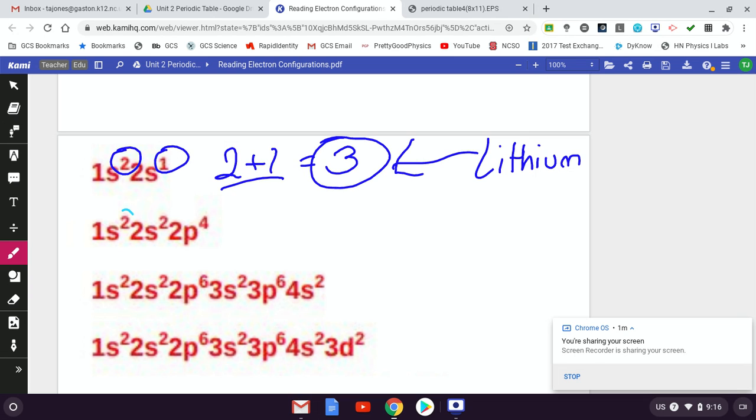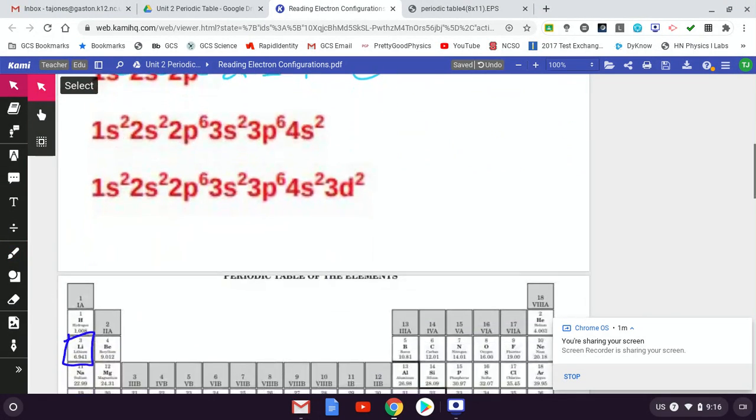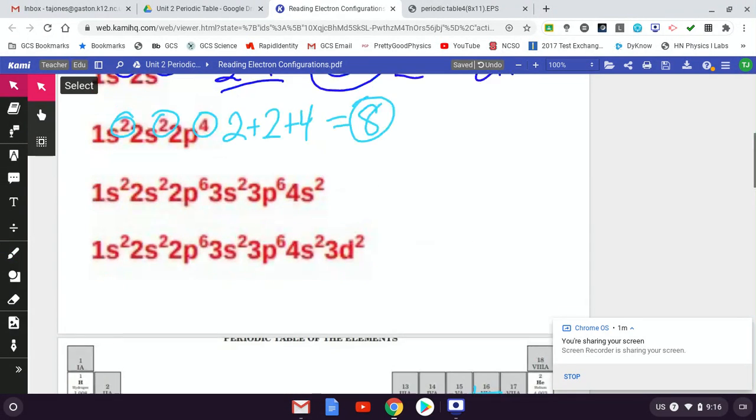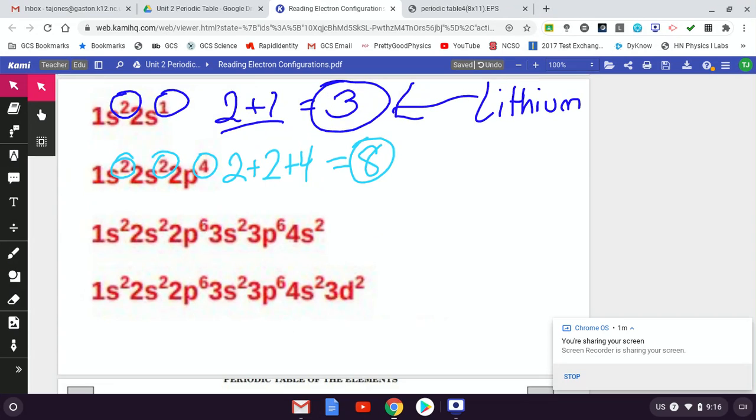Next example, 2 plus 2 plus 4. 2 plus 2 plus 4 is 8. So we come on down to our periodic table. We find number 8. Now, I happen to know my periodic table pretty good. It's right there. And the name of number 8 is oxygen.